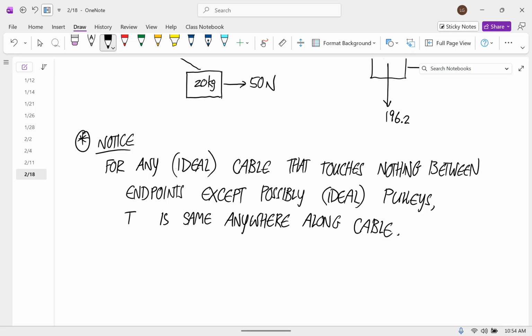Okay, so what is an ideal cable, and what is an ideal pulley? An ideal cable just is massless. Usually in engineering applications, the weight of a cable is small compared to the forces that it withstands. And so in a lot of applications, leaving out the mass of the cable, you get good results.